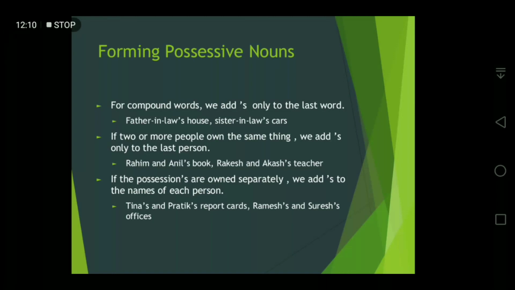If two or more people have the same thing, they jointly own it, then you use the apostrophe s only on the last person.